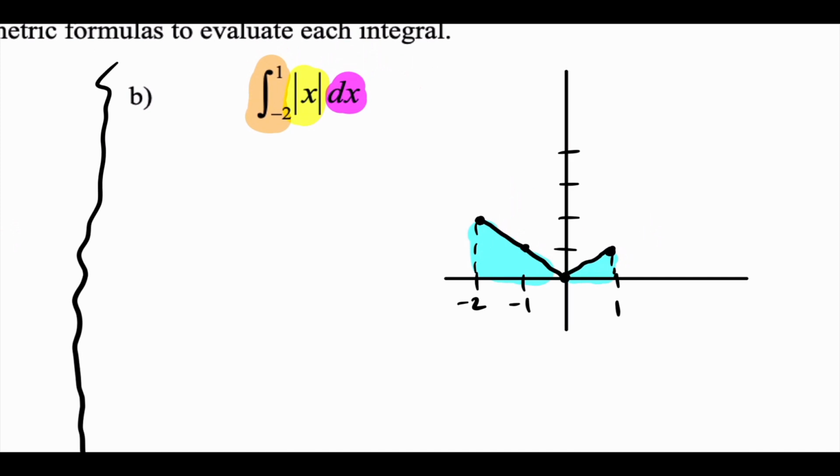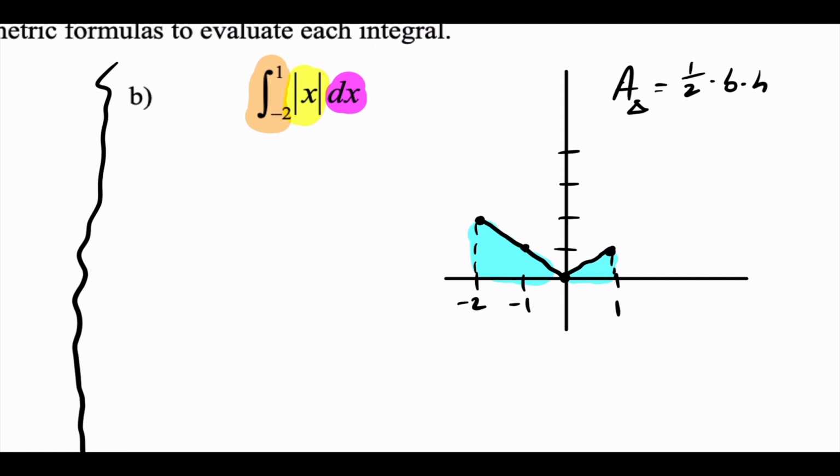So now I have to find area of those two. Well, they're shapes. They look like triangles. Area of a triangle is base times height divided by 2, or 1/2 base times height, either way.